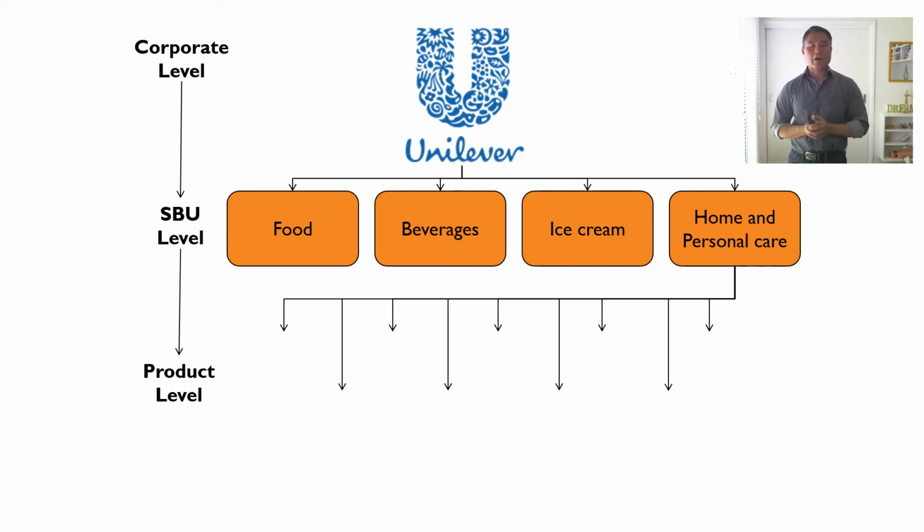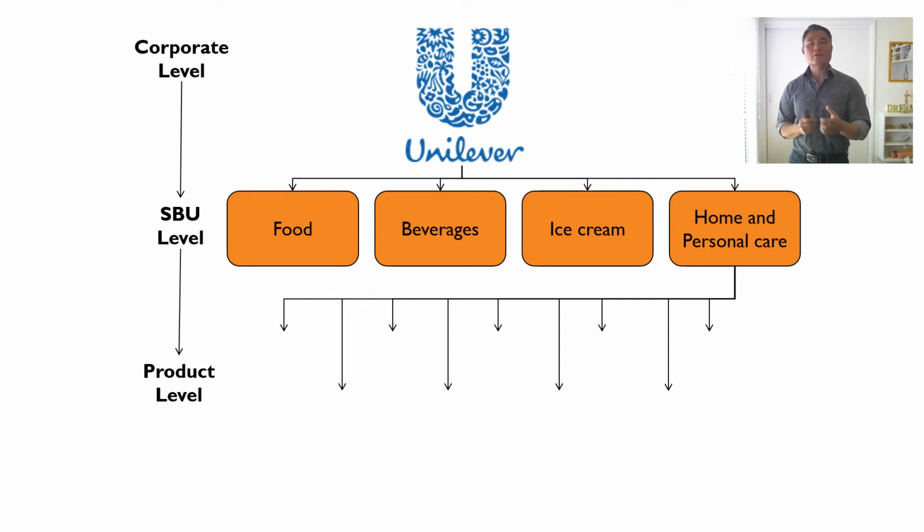Next step down are strategic business units. And so at the strategic business unit level, we're talking more about product categories or sectors. So Unilever, as an example, has a number of strategic business units. They're operating in a number of different product category sectors, such as food, beverages, ice cream, and then home and personal care. So underneath that, and we're just going to stick with home and personal care now, otherwise the diagram gets crazy, right? At that bottom level is the product level strategy.